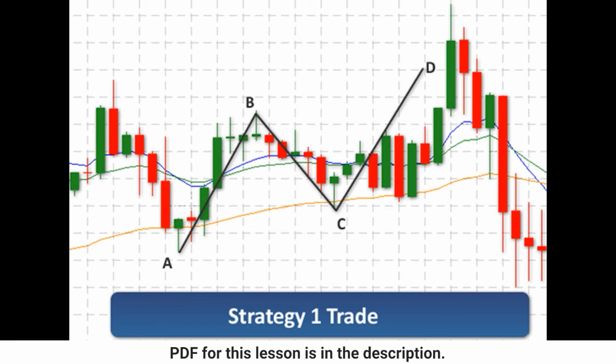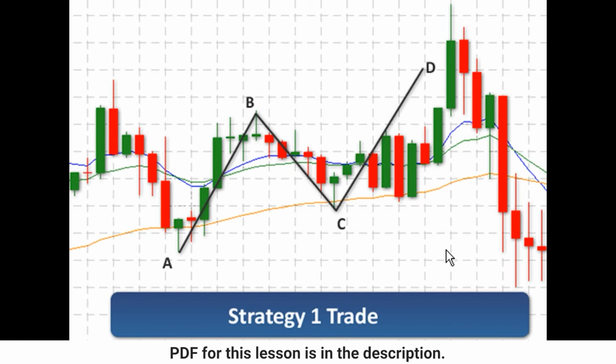Now as with all the other examples, we want to enter on the 25% point. Now 25% point of what? Of the A to B move from point C. So we're going to wait for price to go up 25% of the move from A to B. So let's say this was 100 points here, for example. Let's just make it easy for us. Then we want it to move up 25 points, which is 25% of the 100 points. 25 points up from point C, and that's where we would enter.